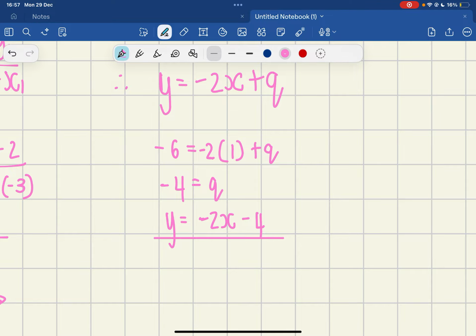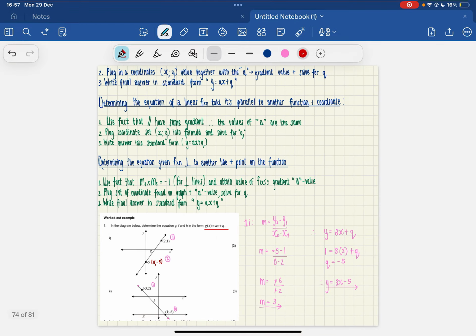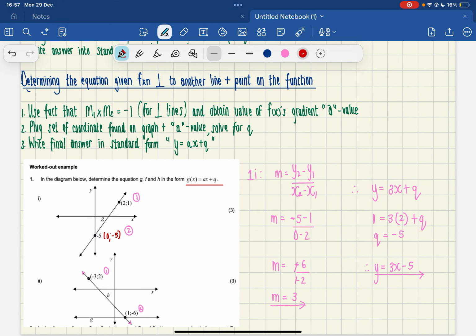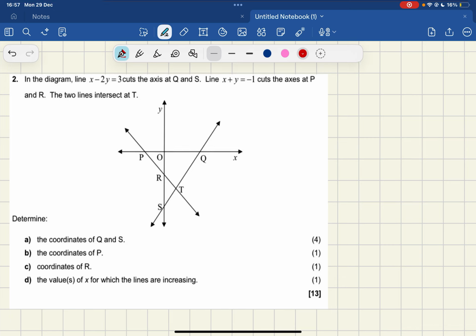There we go, ladies and gentlemen. Straightforward, straight to the point. Yeah, a good, easy 3 marks. Very easy 3 marks. Let's move on to the next part of the question.